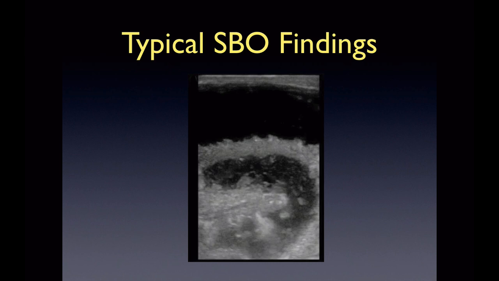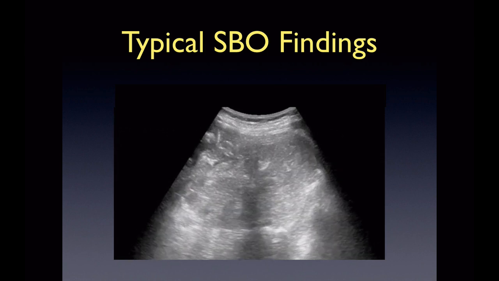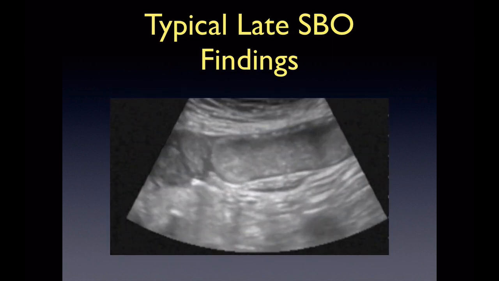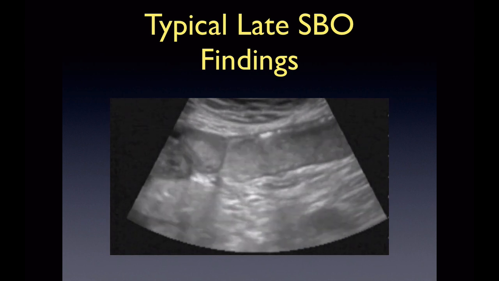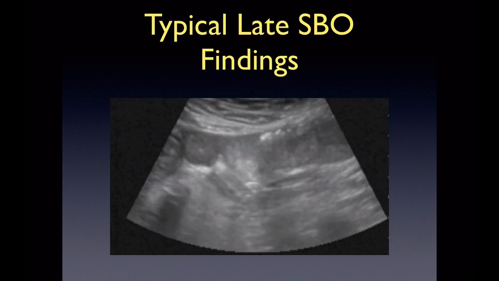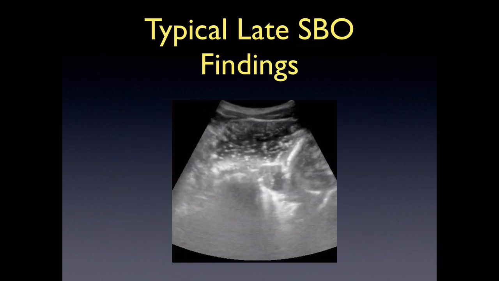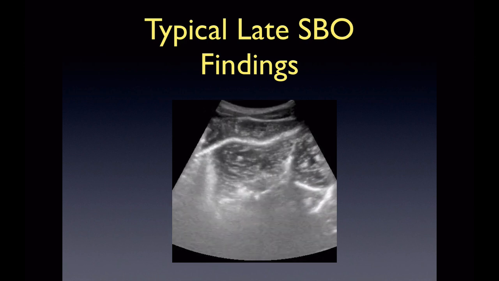This video clip shows the classic to and fro movement within bowel that is typical of SBO. This is another video clip showing the to and fro movement within the small bowel. In late SBO, the bowel contents will become more hyperechoic within the dilated loops, as demonstrated in this video clip. This is another image of late SBO with hyperechoic densities within dilated bowel. This loop measures approximately 40 millimeters. This is a video clip demonstrating the late SBO findings of hyperechoic densities within dilated loops of bowel.